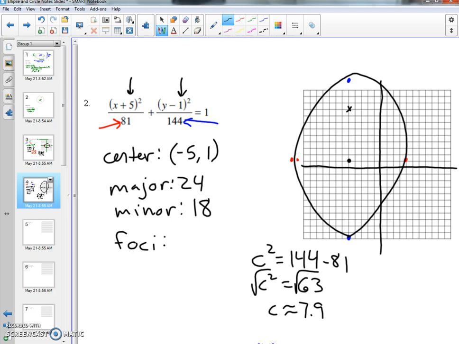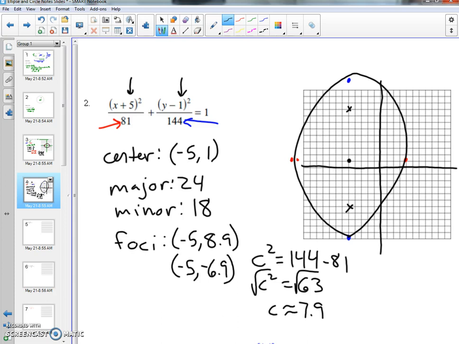There, and there. So when I write the coordinates, they both have an x-coordinate of negative 5 because that's where my center is at. And if I was at 1, and I went up 7.9, I would be at 8.9. If I was at 1 and I went down 7.9, I'd be at negative 6.9.